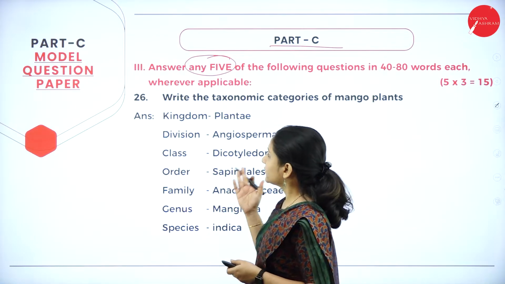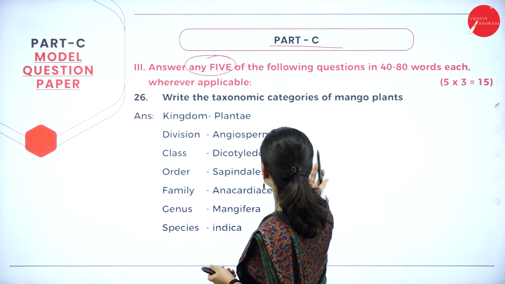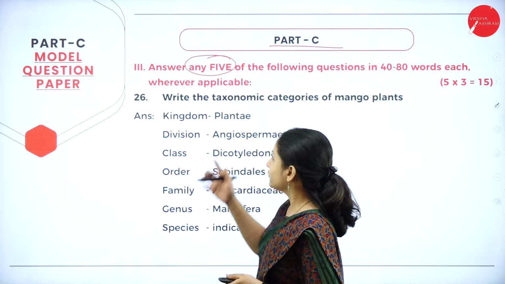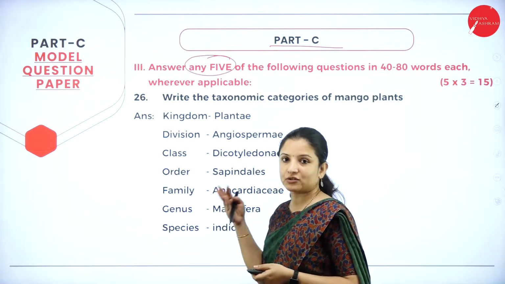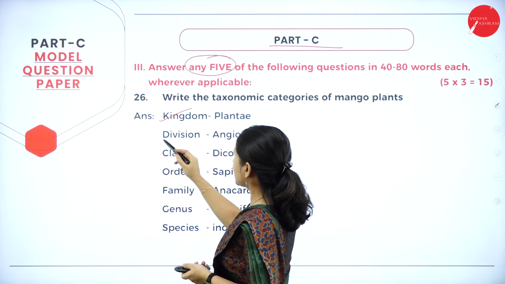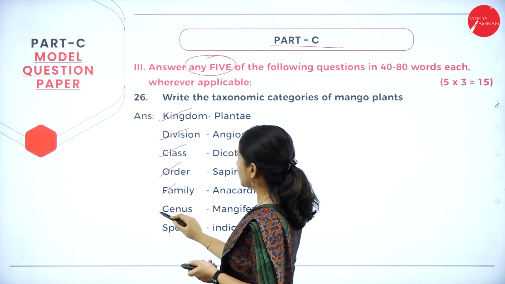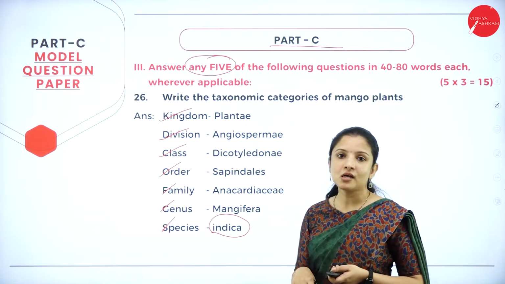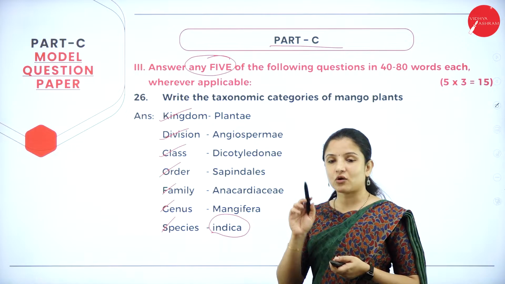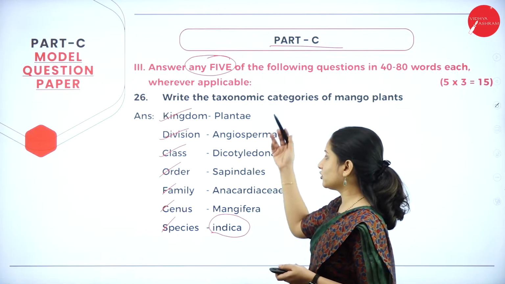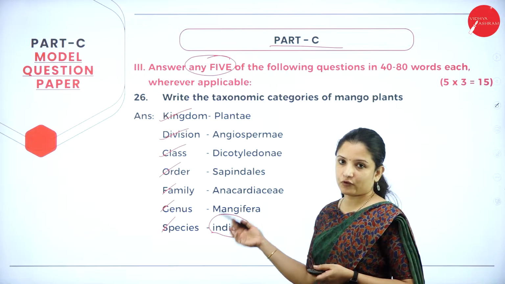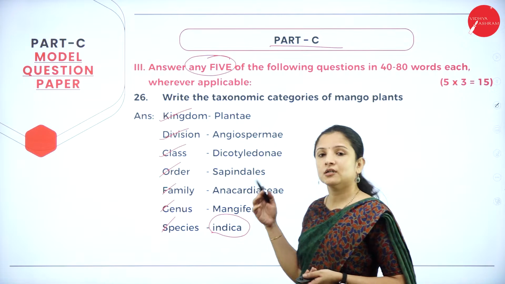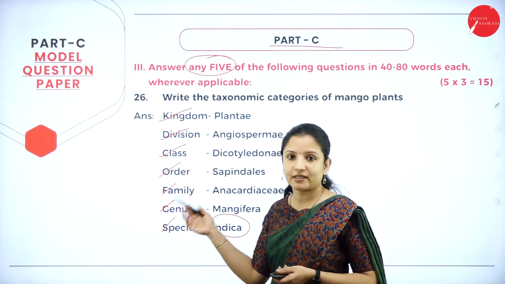The first question goes like this: write the taxonomic categories of mango plant. When they ask taxonomic categories of mango plant, you need to write according to the hierarchy, starting from the kingdom. So kingdom, the division, the class, order, family, genus and species. While writing the species, please be careful, don't start it with the capital letter because we know that the species always begins with a small letter. So much you write, you will get 3 marks for this. They might have divided it as quarter marks for each of these hierarchies. That is why everything you need to write, that is there in the textbook.